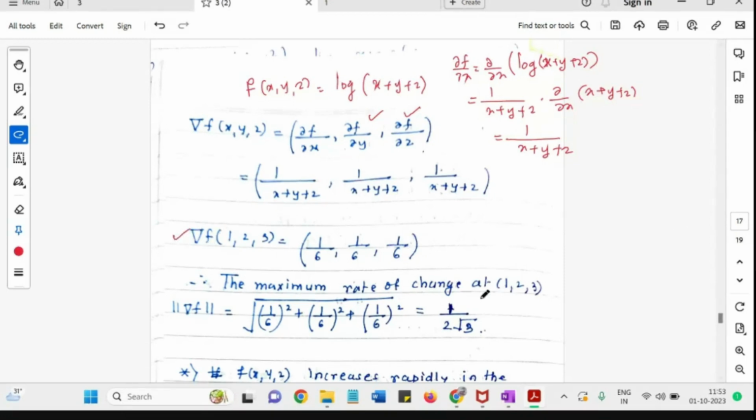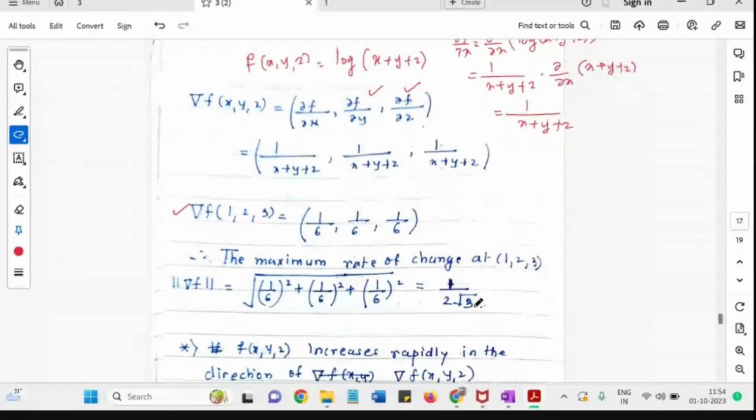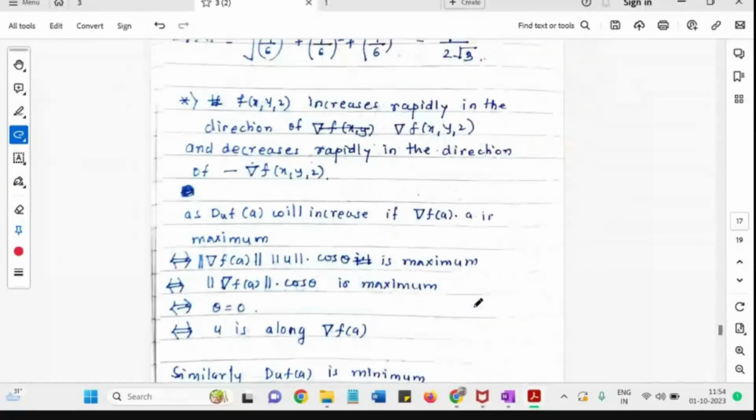Okay. The maximum rate of change at (1, 2, 3) is the modulus, the norm of the gradient of f at (1, 2, 3). So that is the square root of (1/6)² + (1/6)² + (1/6)². On solving, you get the value 1 upon 2 root 3. Okay. Now here is a note. You can actually prove this note. I have given a proof down.